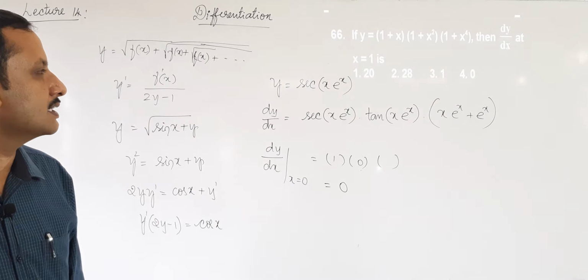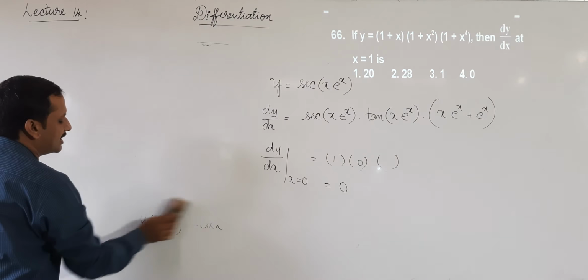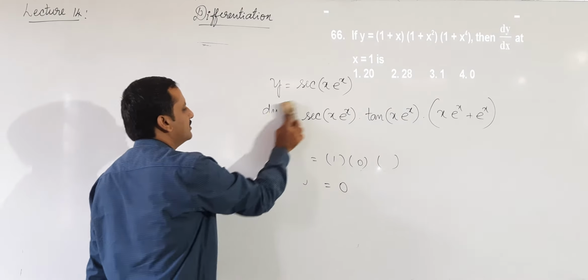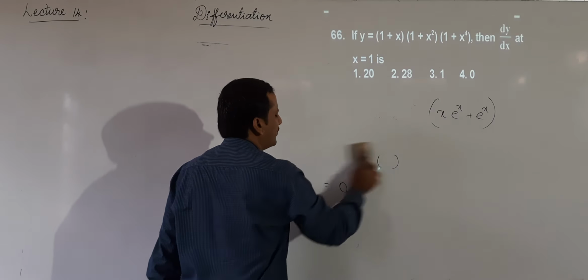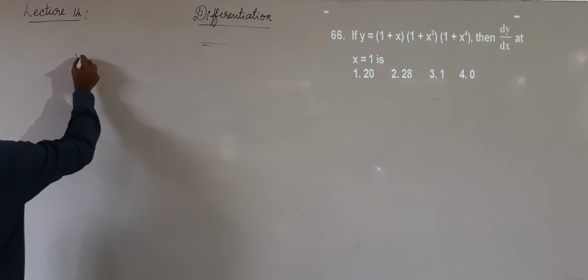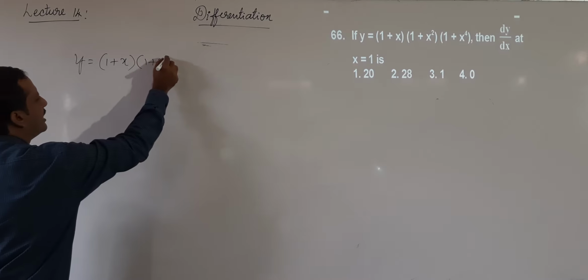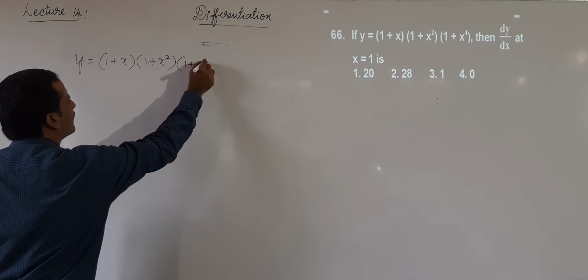66. Now, if y is equal to 1 plus x into 1 plus x square into 1 plus x power 4, then dy by dx at x equal to 1 is. So a fairly simple problem. Y equal to 1 plus x into 1 plus x square into 1 plus x power 4.